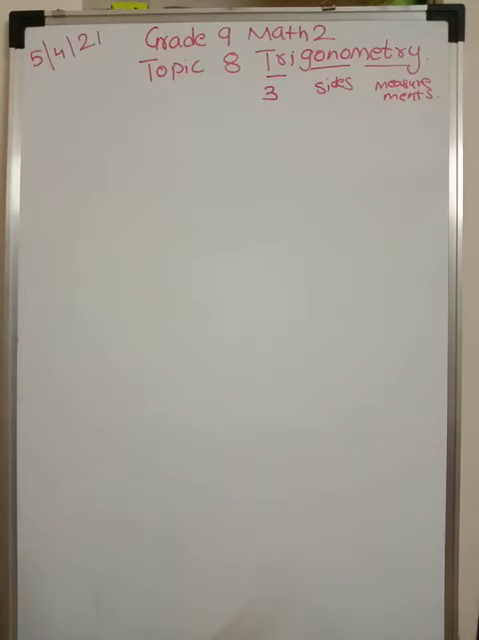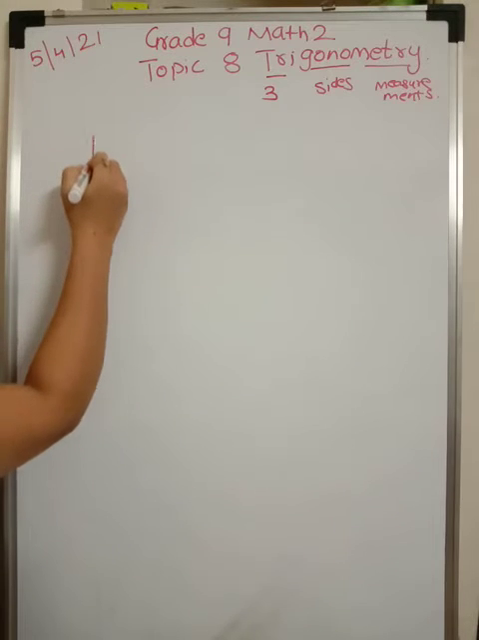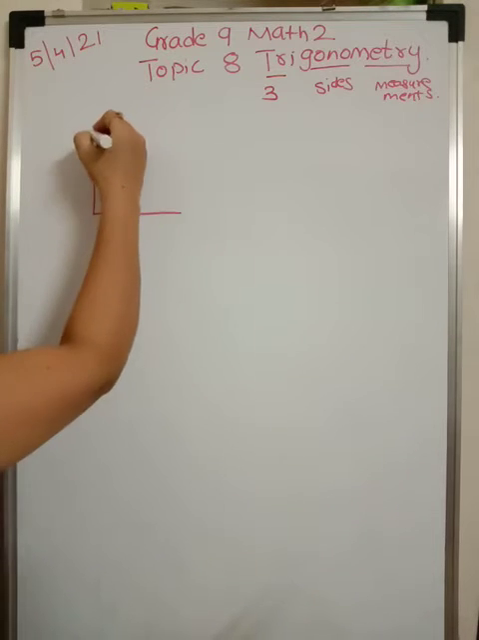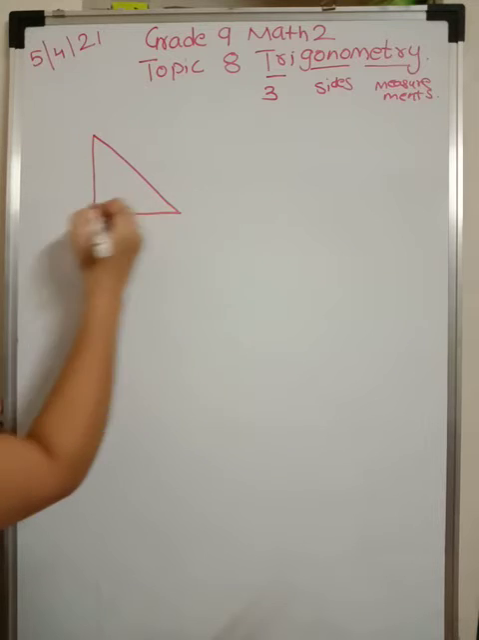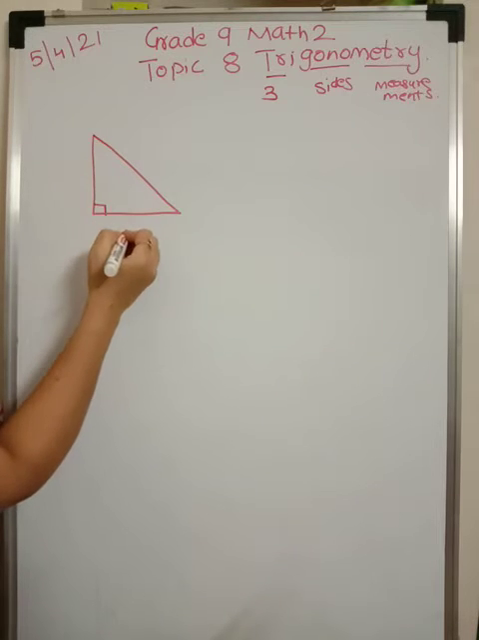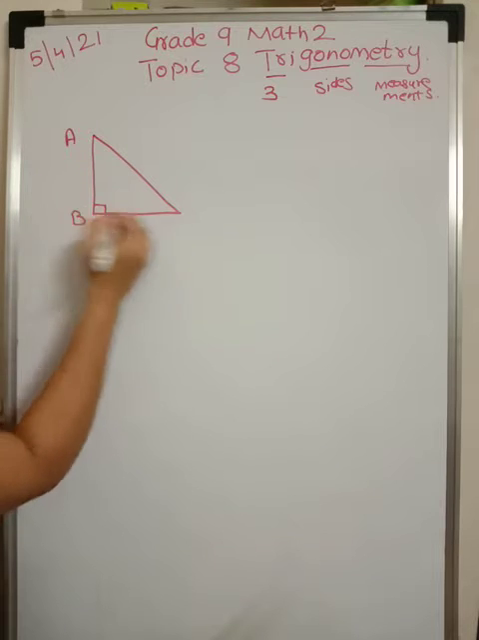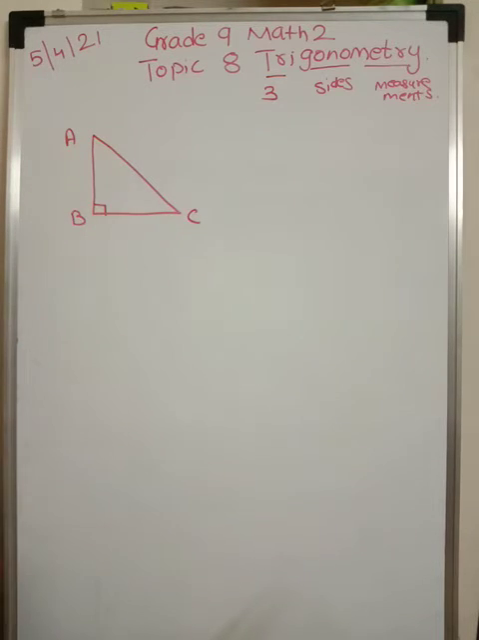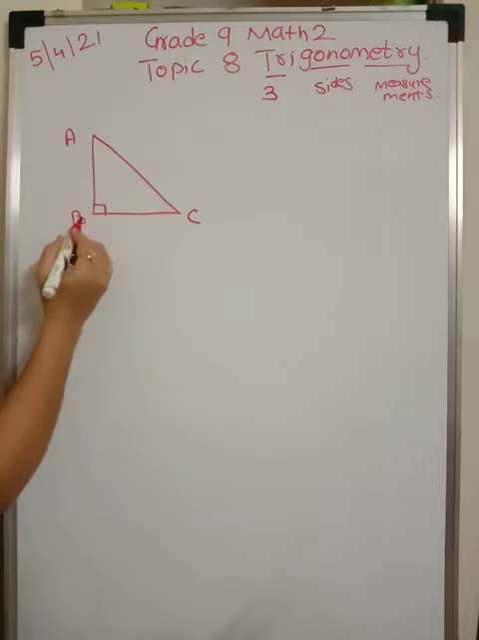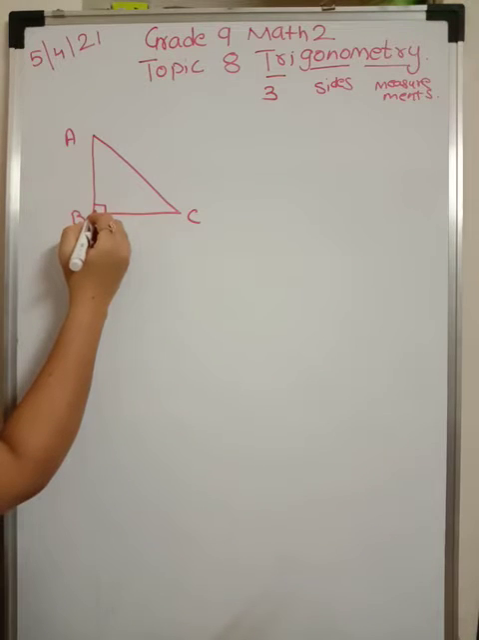Now you should understand that the subject trigonometry starts with right angle triangle. So let us start with right angle triangle. What is right angle triangle? The measure of one angle is 90 degree. So let us call this as A, B, C. So A, B, C is right angle triangle. Now measure of angle B is 90 degree.